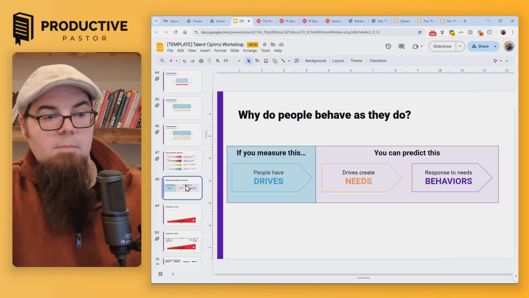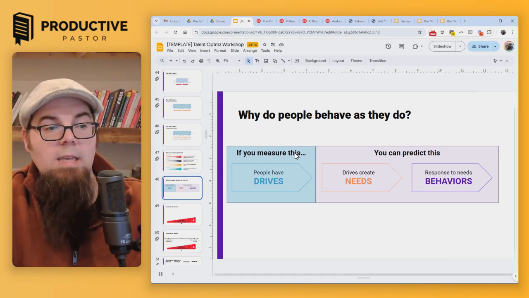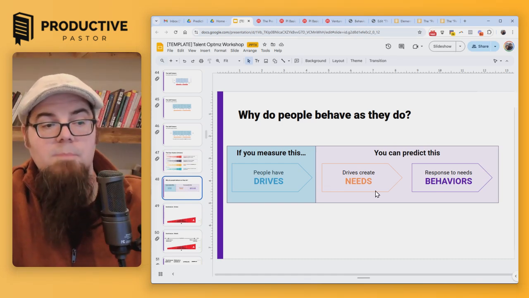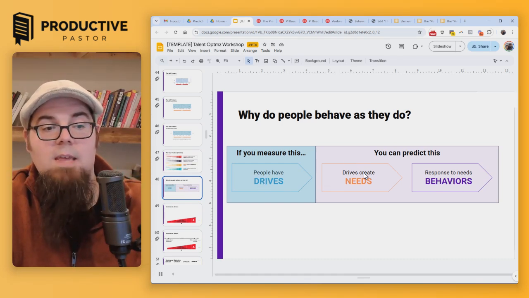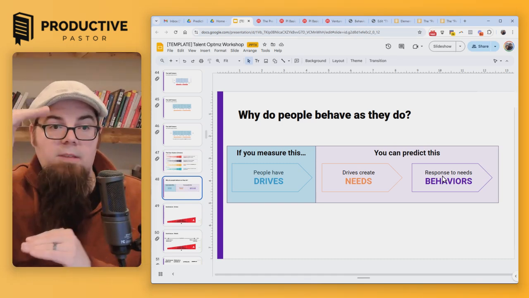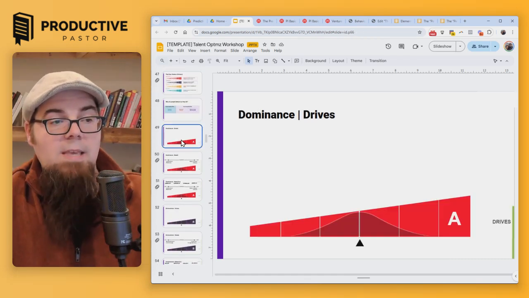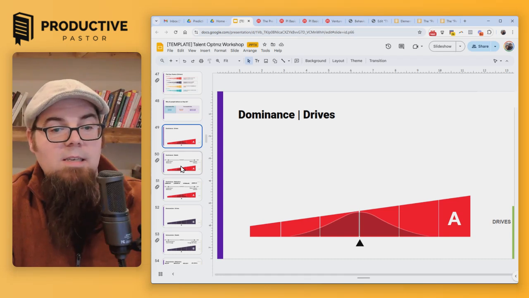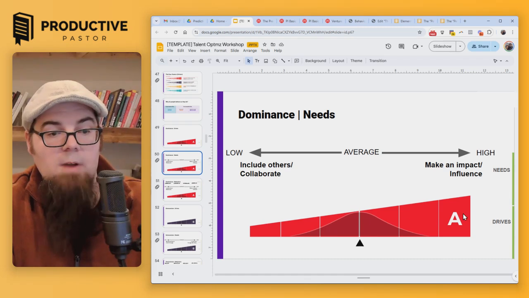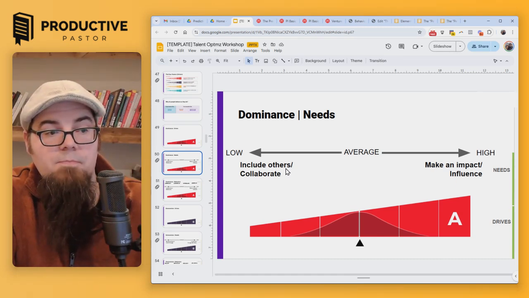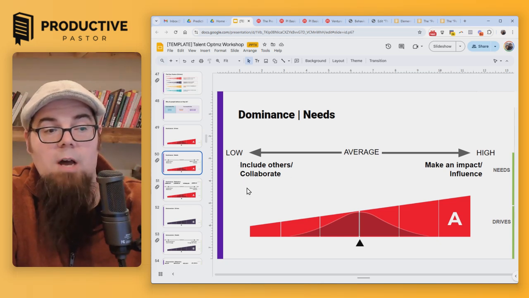So remember what we had talked about, that if we can measure a driver, then we can predict needs and behaviors. So remember this: drives, then needs, then behaviors. We're going to build on this as we look through these different drivers. So we'll start with the A drive. This is the drive here, and we're measuring the drive, and then what we're going to get is needs. So if you fall on this side, you have a need for impact and influence of the things around you. If you're over here, then your need is to include others.